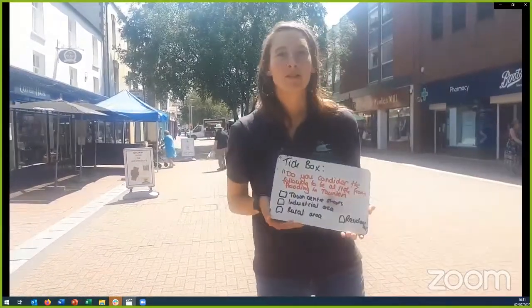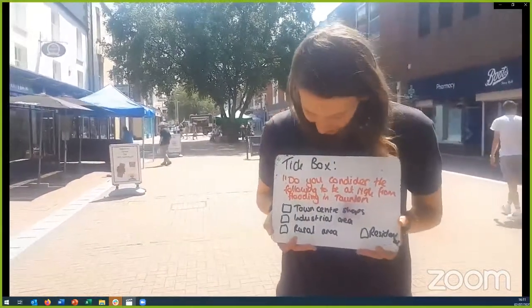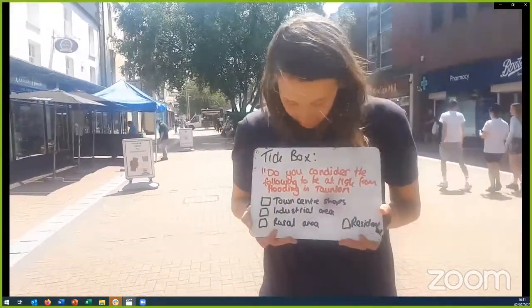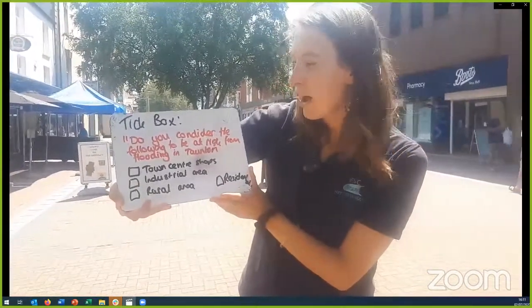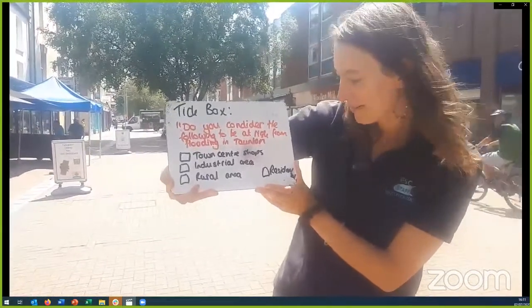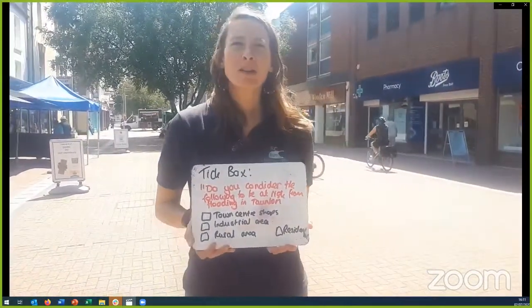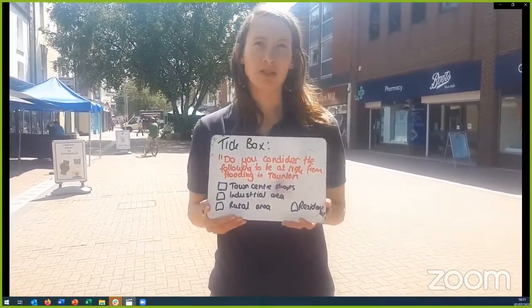Another type of closed question might be a tick box question. So the question example I've got here is, do you consider the following to be at risk from flooding in Taunton? And I've just put some tick boxes for the town centre, the industrial area, rural areas and residential. This is quite useful when you want to give your participants more than one option to select within their questionnaire.